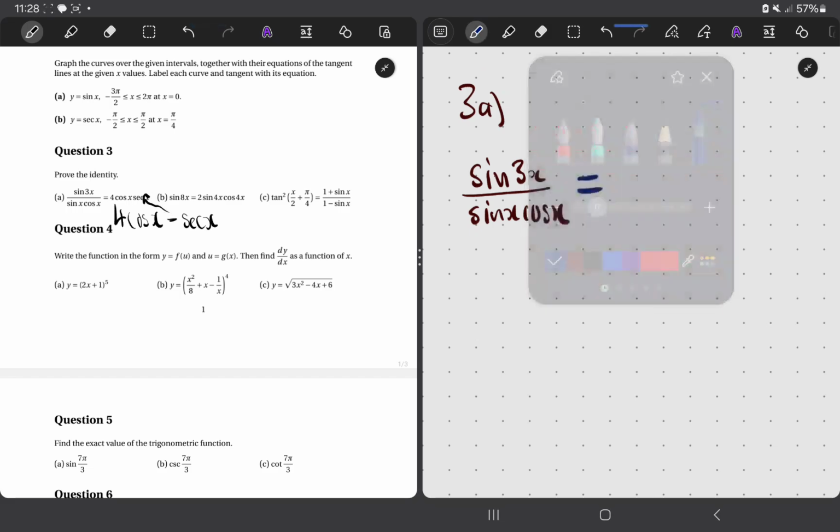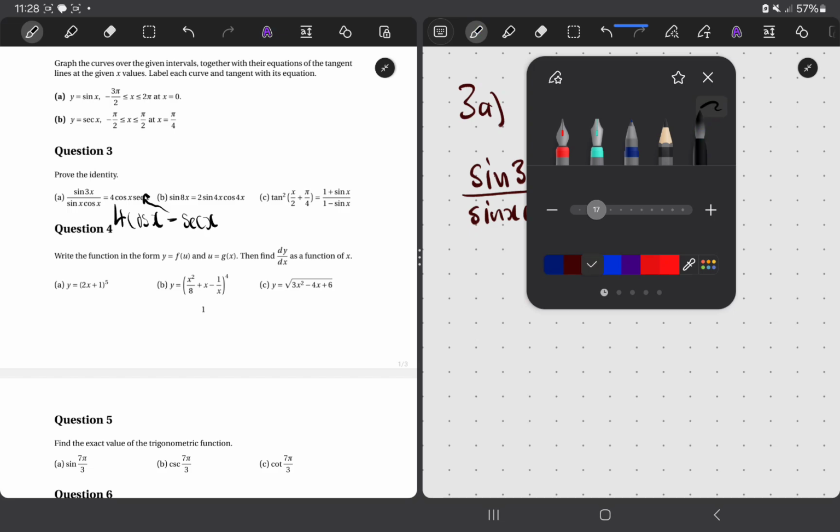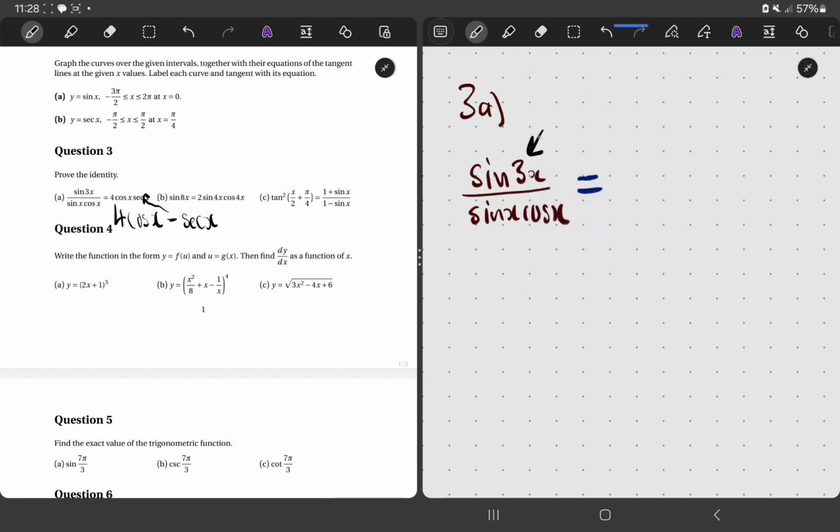What is this going to be? Well, here's the thing: when you get something like a sine 3x, you must be able to change it to what it actually means, because we are going to have to do something here to get to this stage. Things that give me tips, like seeing a sec x, tell me I'm going to have to change something. I'm going to have a sine x at the top somewhere. So how am I going to do it?